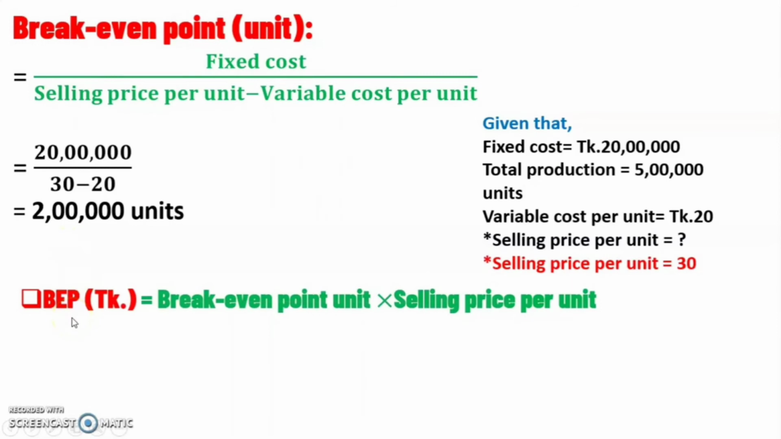Now we calculate break-even taka. Break-even taka equals break-even unit times selling price per unit. Break-even unit is 2 lakhs and selling price per unit is taka 30, which equals taka 60 lakhs. The break-even amount is taka 60 lakhs.